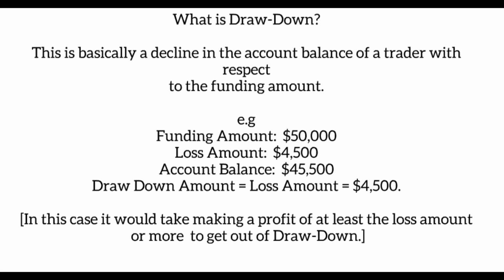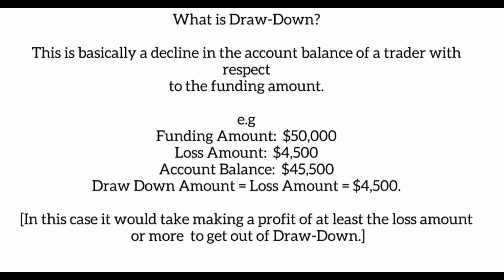Take for instance, you were funded, or you funded yourself, with a $10k account. You take your first trade, and it hits stop loss, and you are now at a loss of $1,000, which means your account balance will now be $9,000. That simply means that you are now in a drawdown of $1,000. Your initial funding amount was $10,000, and you now have to make at least $1,000 to break even, which means you get back to your account size, or even more in most cases.